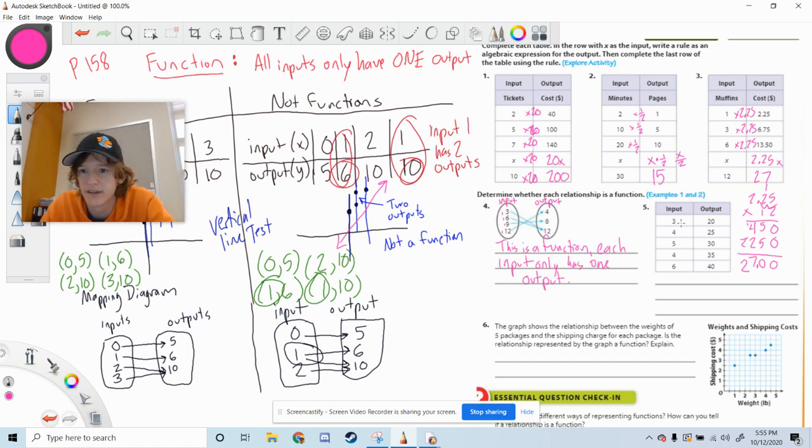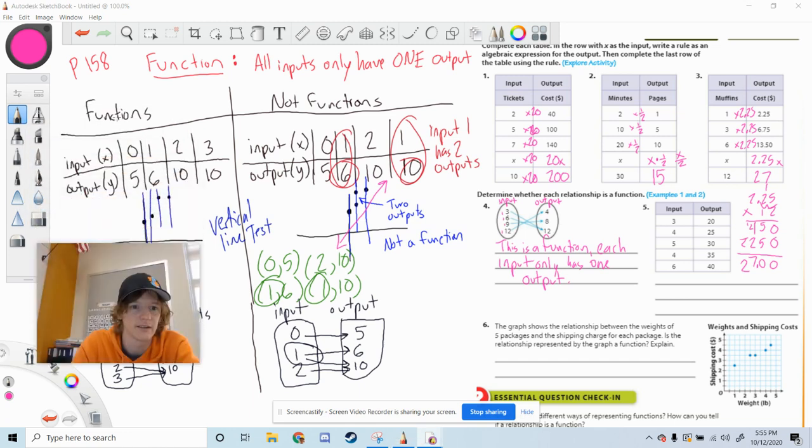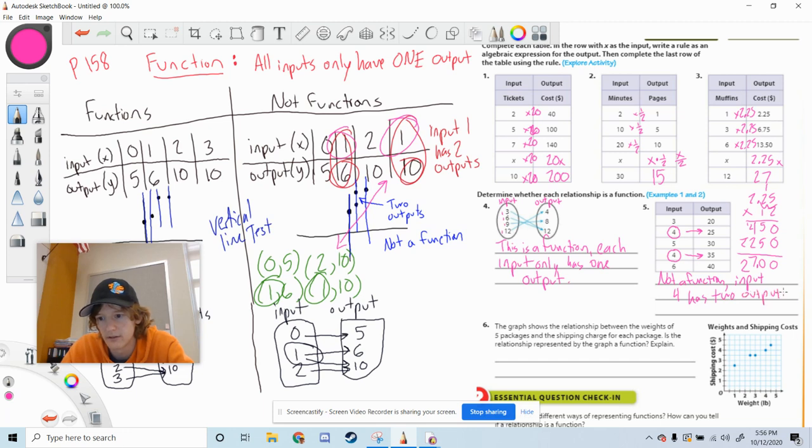Number 5. Number 5 is like a table. So we need to look at our input and see if we have any duplicates. Because right here on our input, we had 2 1s. So let's see, I have 3, 4, 5, 4, 6. So here's our key right here. 4 has 2 different outputs, 25 and 35. So this is not a function. Input 4 has 2 outputs.